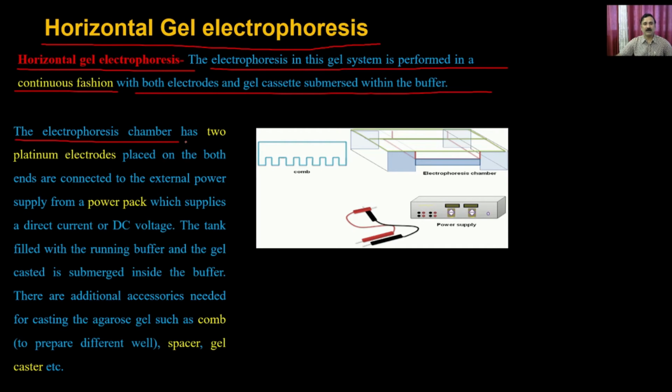The electrophoresis chamber has two platinum electrodes placed on both ends, and both are connected to an external power supply from a power pack, which supplies a direct current, or DC voltage.